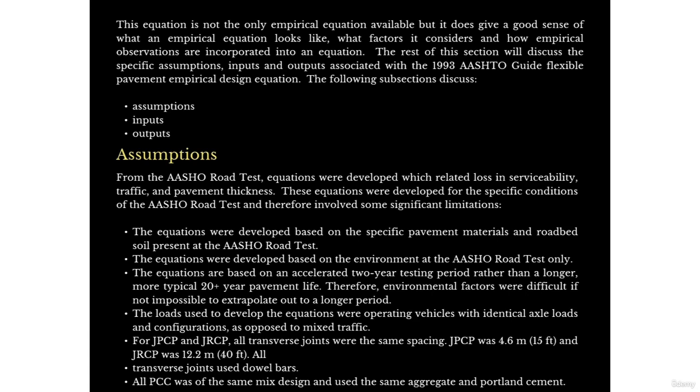All transverse joints used dowel bars, and all Portland cement concrete was of the same mix design and used the same aggregates and same Portland cement. So the assumption was they used the same mix design and the same type of concrete, whether it be Type 1, Type 2, whichever, doesn't really matter, but they're just saying that everything in this experiment was exactly the same. Okay, so let's move on.